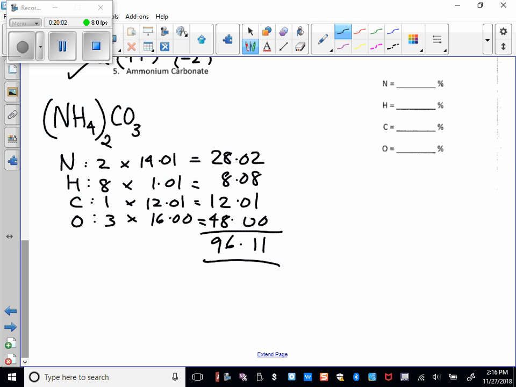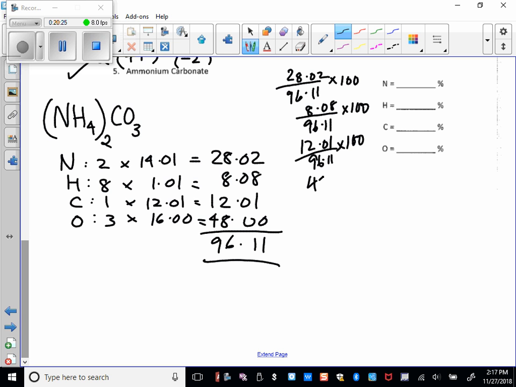Okay, now you find the percent of nitrogen, which will be what? 28.02 divided by 96.11 times 100. Then 8.08 by 96.11 times 100. 12.01 by 96.11 times 100. And you have 48.00 by 96.11 times 100. Can I get the values?